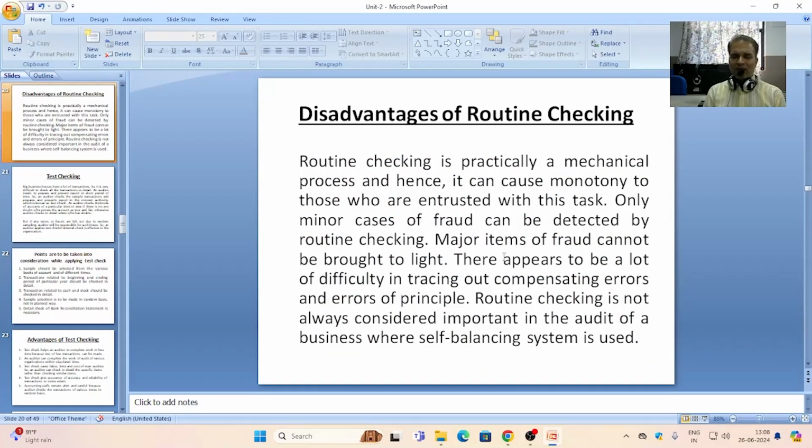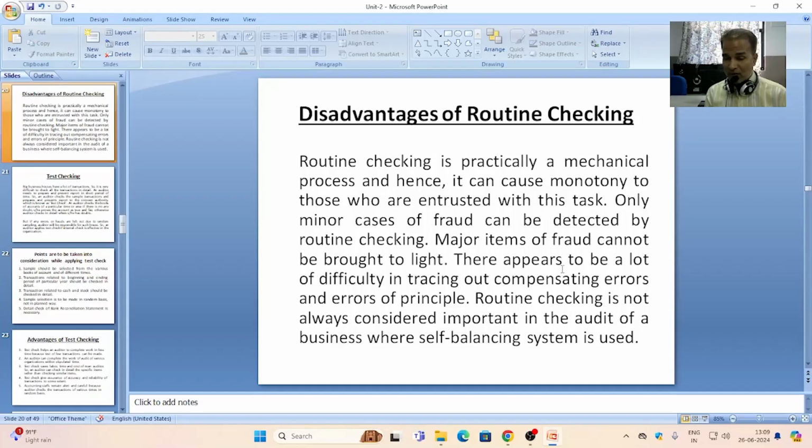Like everything, everything has some advantages and also some limitations. So in case of routine checking, some limitations are also there. Routine checking is practically a mechanical process, and so it can cause monotony to those who are entrusted with this task. Only minor cases of fraud can be detected by routine checking. Major items of fraud cannot be brought to light.